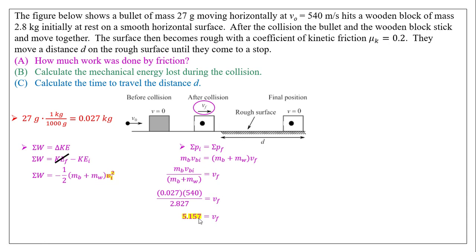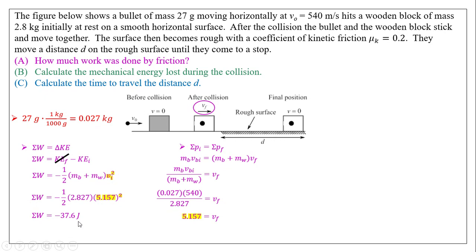So this is the final velocity for momentum, but it is the initial speed heading into this rough segment. So I'm just going to go ahead and plug it in to VI here. So VI is just 5.157. We're going to square that. And then if you plug this on your calculator, you should get work of about 37.6 joules.